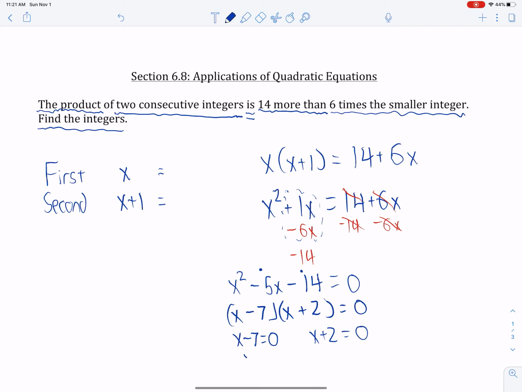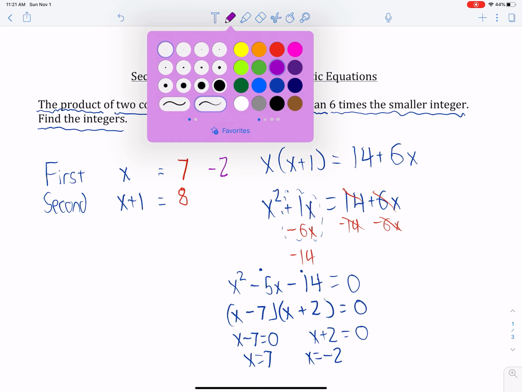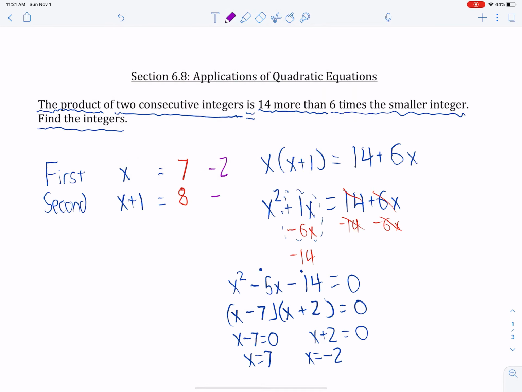The first one, we add 7 and get x equals 7. The next one, we subtract 2 and get x equals negative 2. So we have two possible answers for x. X could either be 7 or x could be negative 2. If x is 7, then our second number, x plus 1, would be 8. If x is negative 2, our second number, x plus 1, would be negative 1.